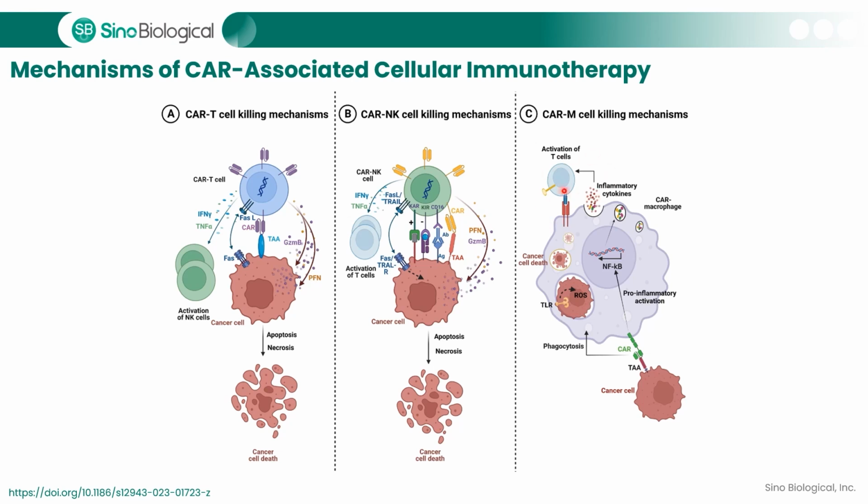CAR M is another CAR-associated immunotherapy where macrophages are involved. The binding of a specific tumor-associated antigen with the CAR receptor on the surface of the CAR M can generate an activation signal that mediates tumor phagocytosis. Activation of the transcription factor NF-kappa B and subsequent release of pro-inflammatory cytokines can in turn activate the T-cell mediated immune response against the tumor.